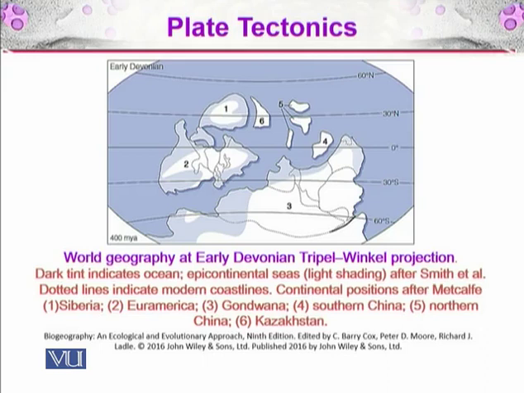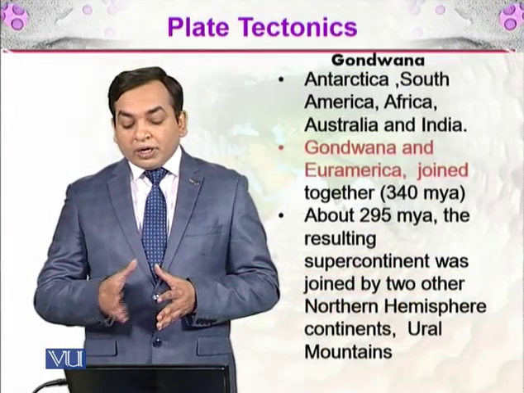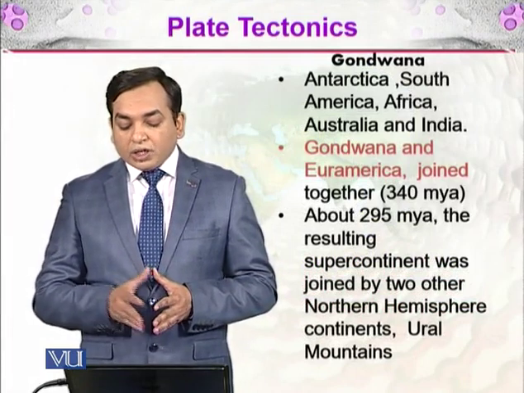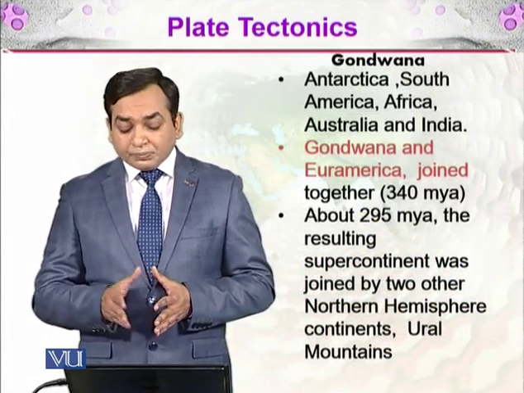The first one is Siberia, which is northern Russia today, then Euro-America, Europe and South and North America. Third is Gondwana, then South China, northern China and Kazakhstan. All of these areas are not yet fully coalesced together, which we will see later in Pangea. So what is in Gondwana? Gondwana contains Antarctica, South America, Africa, Australia and India.